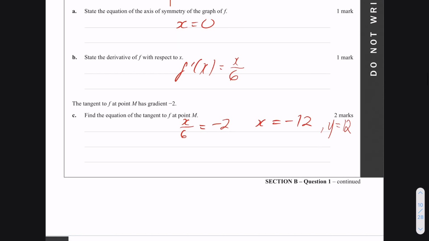So we've got a point and we've got a gradient. So y minus y1, y minus 12 is equal to m, which was negative 2, times x minus minus 12, so plus 12. y is negative 2x, minus 24 plus 12 is minus 12.